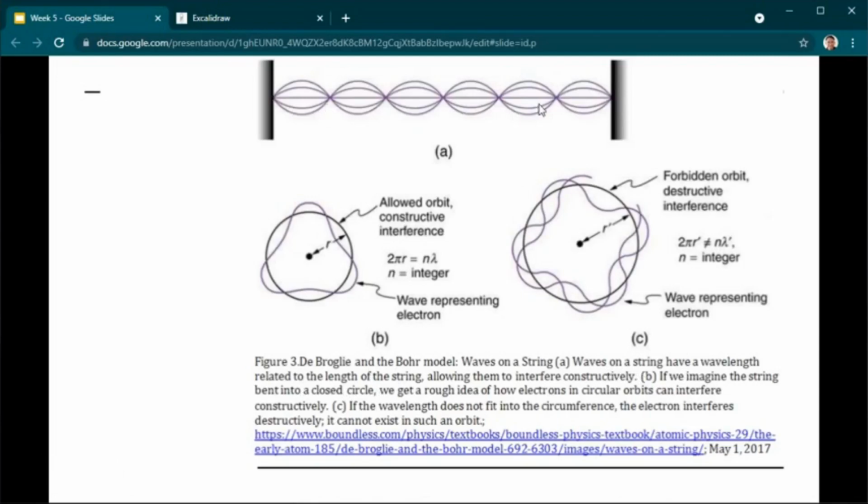Okay, so you can see this when you have a string, then you vibrate that string, it will act in a wave-like motion. But the wave-like motion is limited to the length of the string. So what we're trying to say here is that letter B, if we imagine the string bent into a closed circle, we get a rough idea of how electrons in circular orbits can interfere constructively.